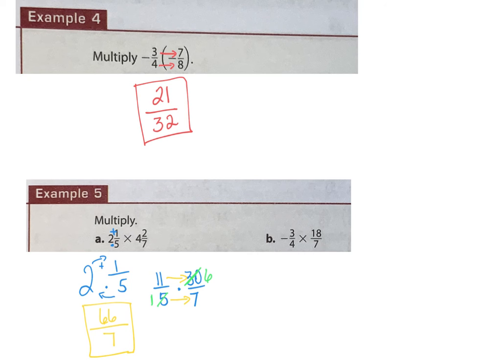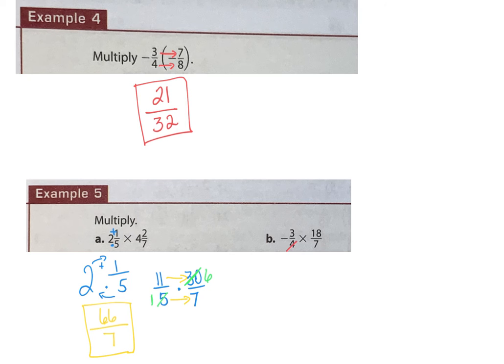All right, let's look at B. B is already improper fractions, or reduced fractions. But I can reduce this one before I multiply as well. 3 will not reduce with 4. 3 will not reduce with 7. But 18 will reduce with 4, right? What goes into both 18 and 4?